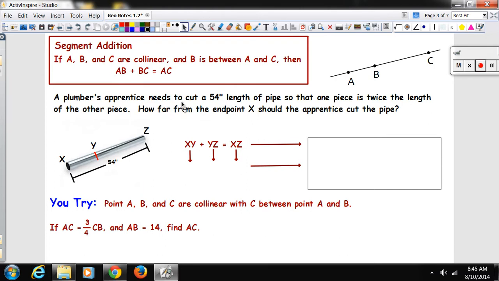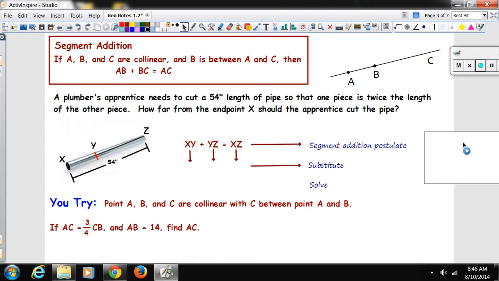So here's a little real-life example. A plumber's apprentice needs to cut a 54-inch length of pipe so that one piece is twice the length of the other. So we know the whole thing's 54. One of them needs to be twice as long as the other one. How far from the endpoint X should the apprentice cut the pipe? So let's see.